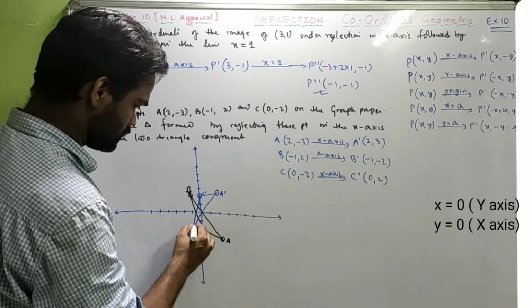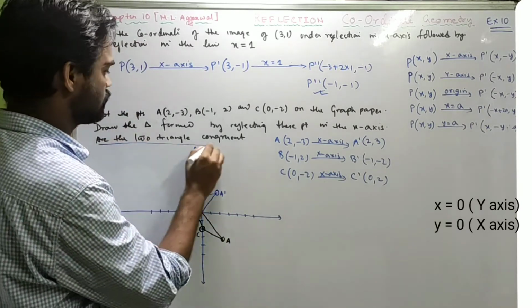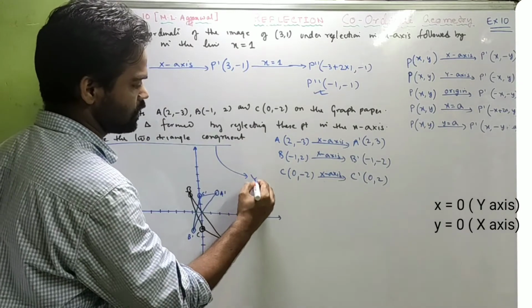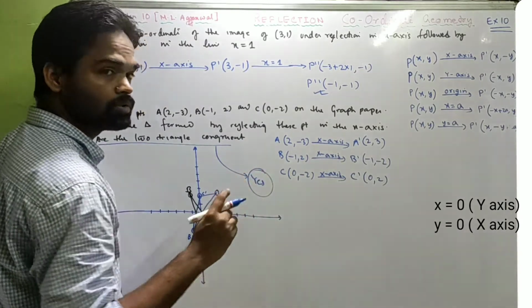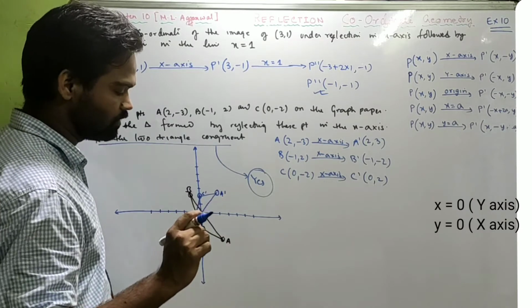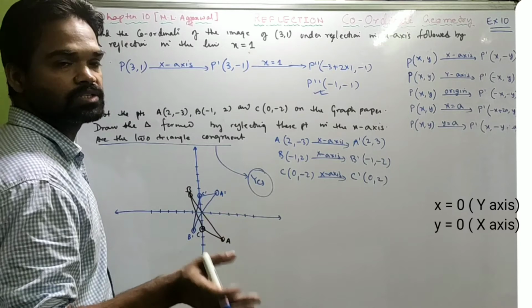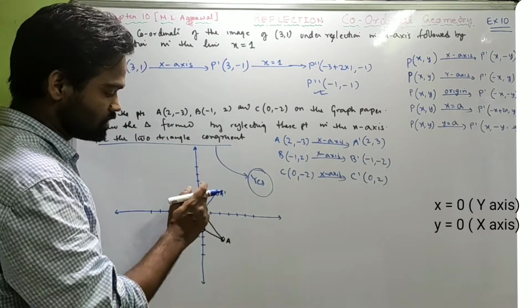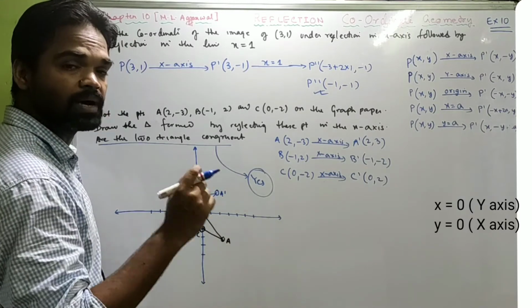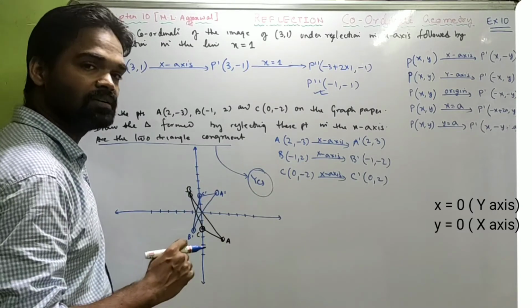isn't it? Now, are these two triangles congruent? Yes. Why? Because during reflection, what happened? After reflection, the size of the side does not change. It remains the same. Hence, these two triangles can be proved congruent by side, side, side. Am I clear? Now let us look at the next sum.